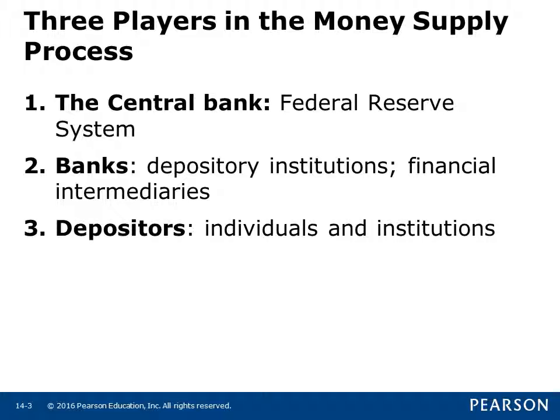So there are three main players in the money supply process. There's the central bank, which we commonly refer to as the Fed, banks in general, which are just all depository institutions and financial intermediaries, and then depositors, which are individuals or a company, basically anybody that has money in a bank account.